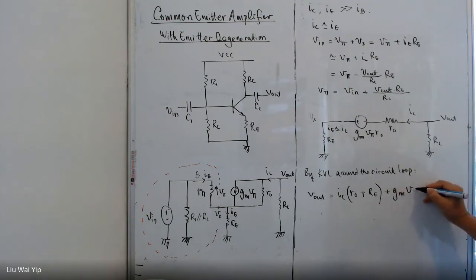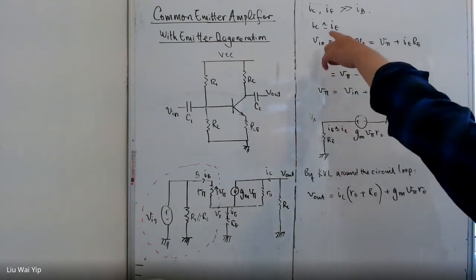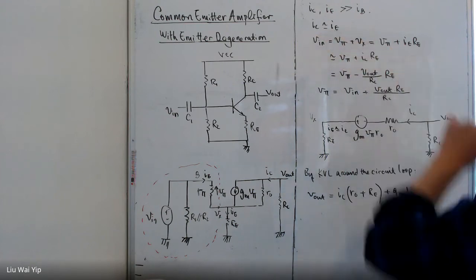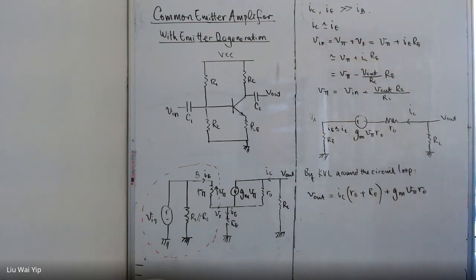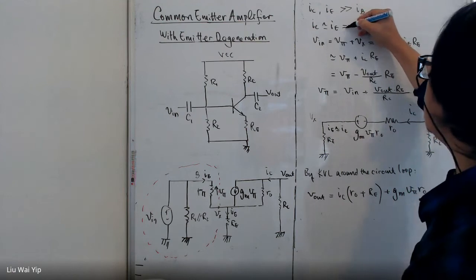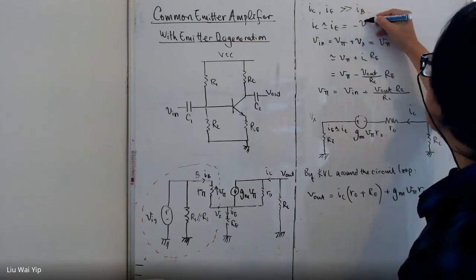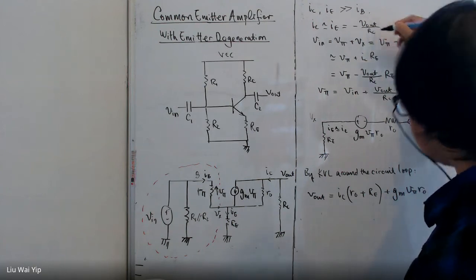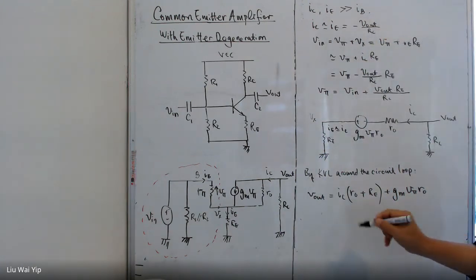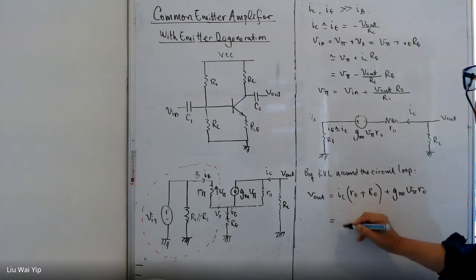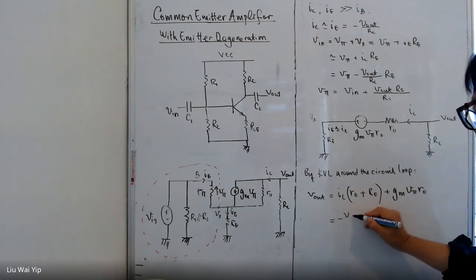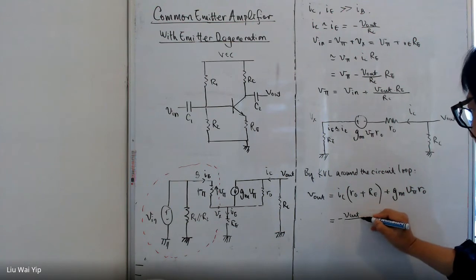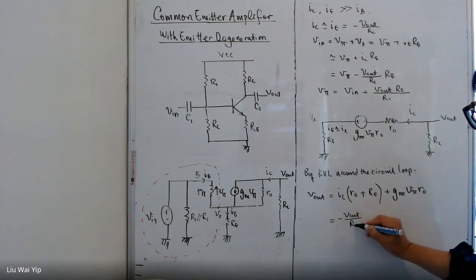Plus gm V pi and r0. And previously we have found out IC here is equal to minus V out divided by RC. So we can just simply substitute to here, minus V out over RC.